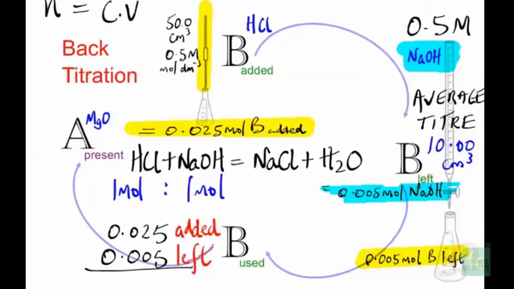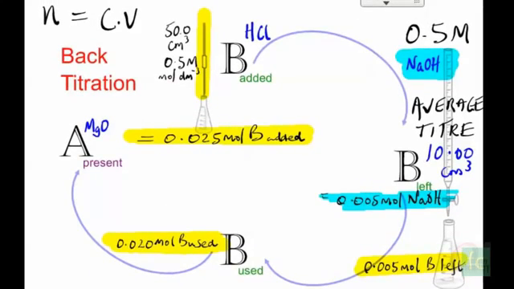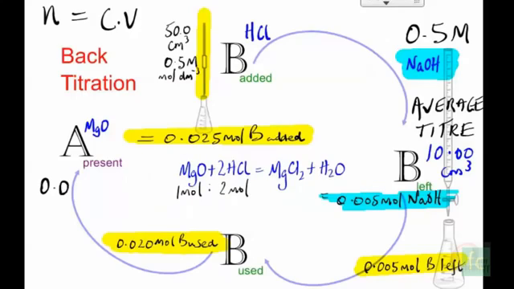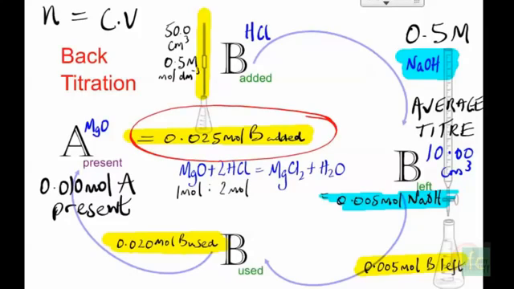So next we subtract the number of moles left from the number of moles added. There you are, and we get 0.02 moles of B must have been used to react with the magnesium oxide. So lastly, we need to take a look at the balanced equation for the reaction of magnesium oxide with hydrochloric acid. To balance that equation, we needed a 2 there, so they react in the ratio 1 mole of MgO to 2 moles of HCl. So the number of moles of MgO will be half the number of moles of HCl, hence 0.01.